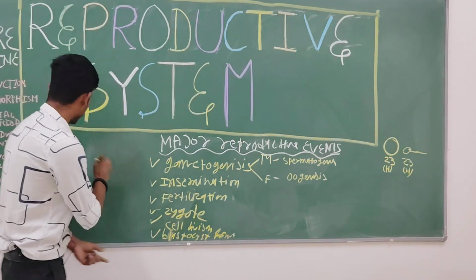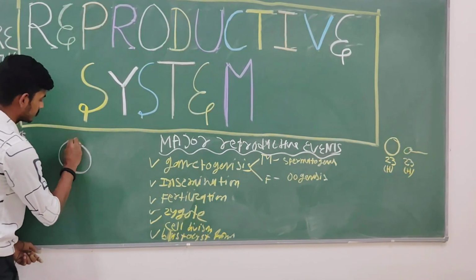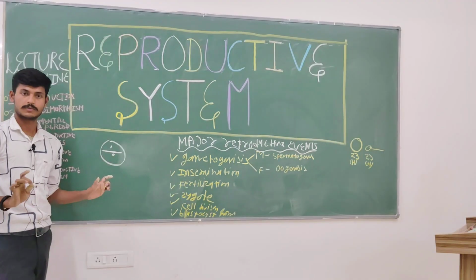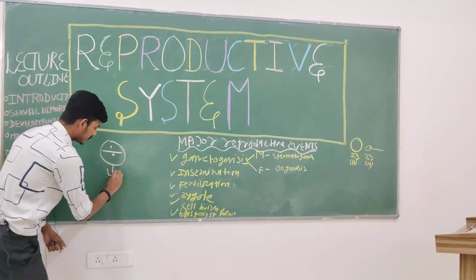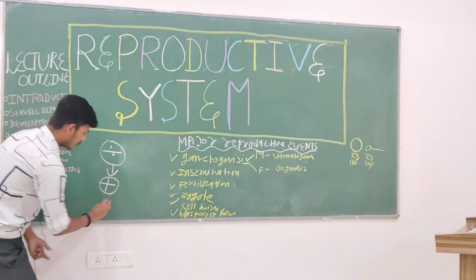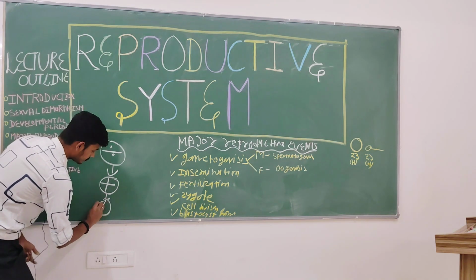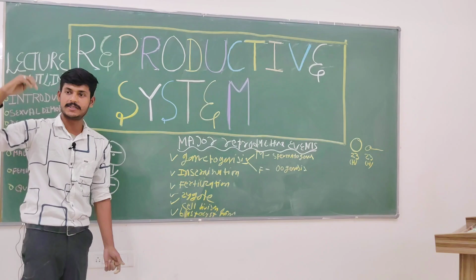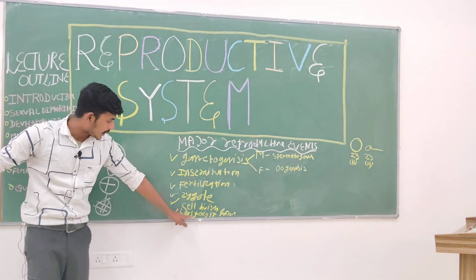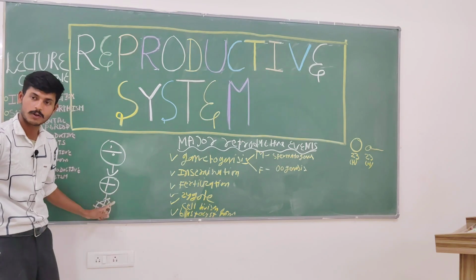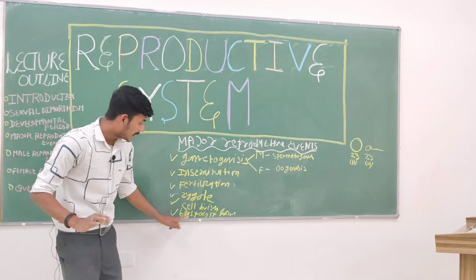You know the zygote. This is your zygote. Now it will go through cell division, 2 to 4, then 4 to 8. These are the patterns of the division, and each pattern has its own specific name. Understand?